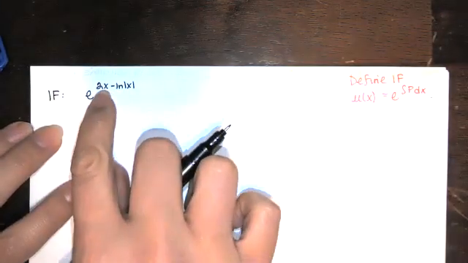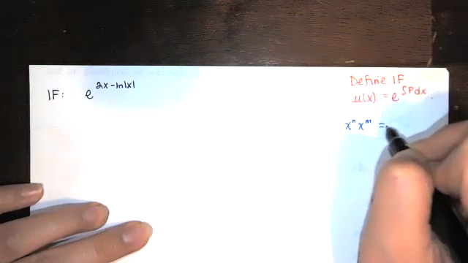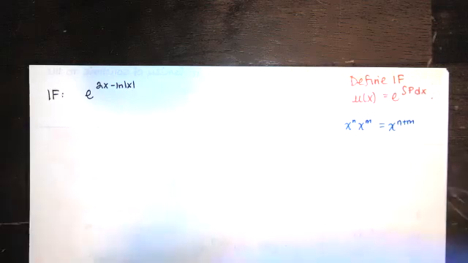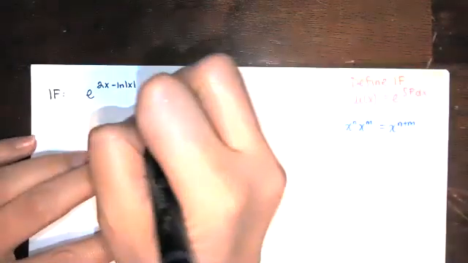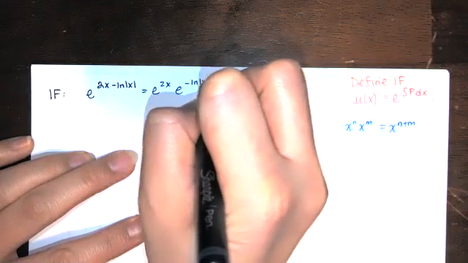Now, since you've got a sum or a difference up here, you can use exponent properties to rewrite that. If you have x to some power times x to a different power, you add the exponents. That works backwards as well, even if the base is not your variable. So we can call this e to the 2x times e to the negative natural log of the absolute value of x.